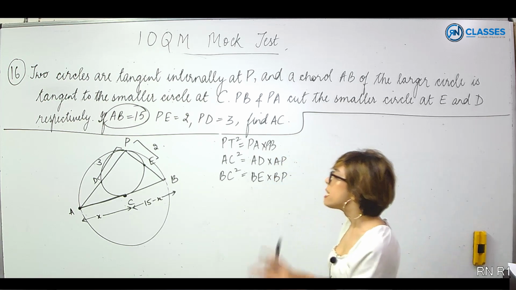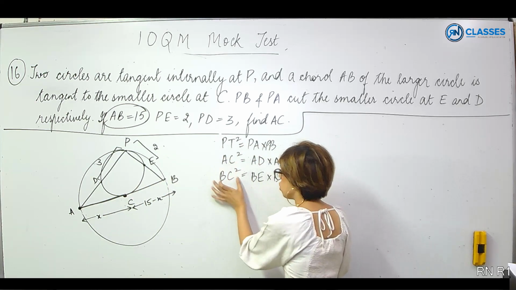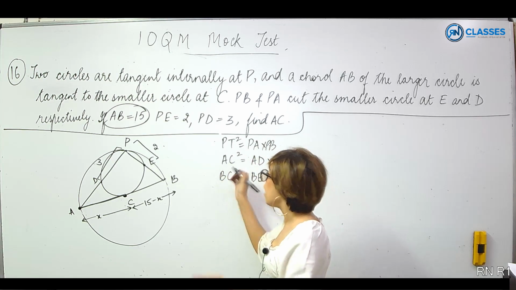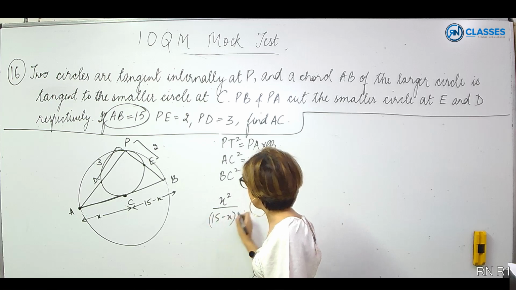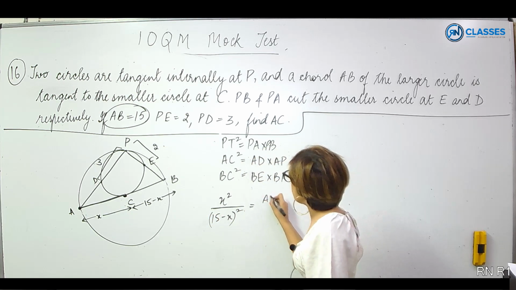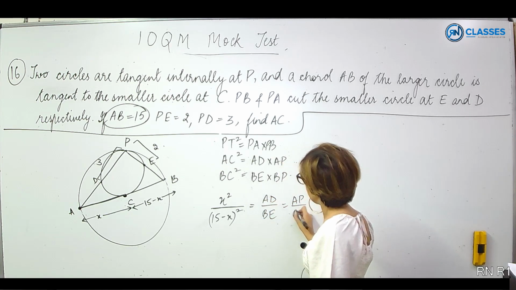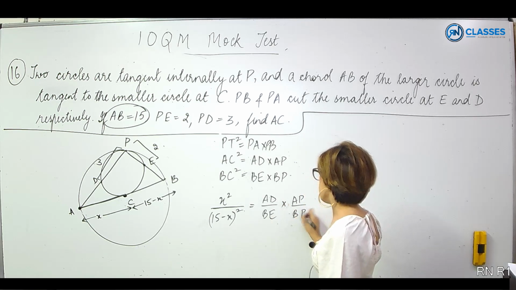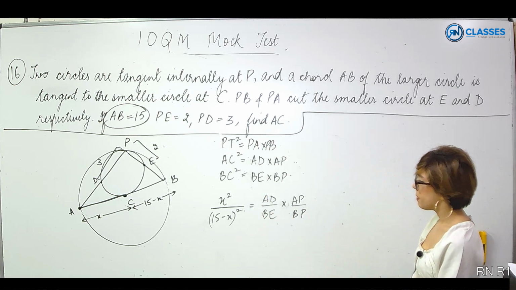Right? Now the thing is, I was interested in this ratio, AC ratio BC. Let me divide the two and see what happens. So AC square, I'll say x square, whole divided by 15 minus x whole square. That is equal to AD by BE into AP by BP. If I can find out these ratios, my problem will be solved.